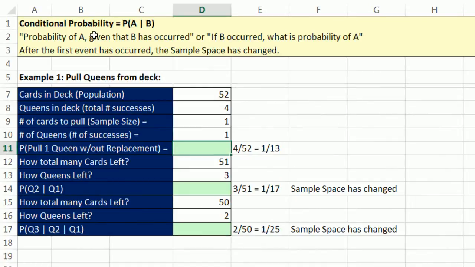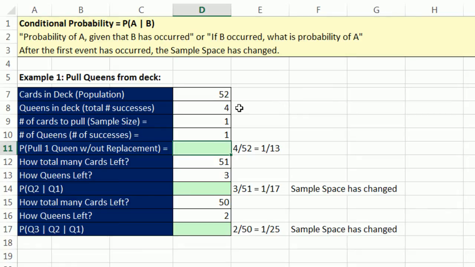Now, conditional probability, just as the word condition implies, there's going to be a probability, but there's a condition first. Our notation will be: what's the probability of A given that B has already occurred? So the condition is the fact that something has already occurred. One of the keys to figuring out conditional probability is realizing that after the first event has occurred, the sample space has changed.